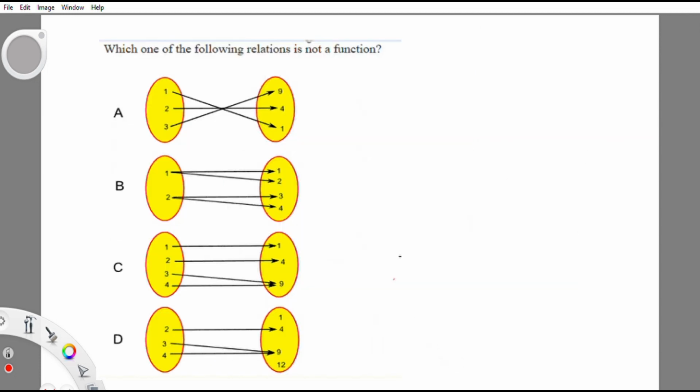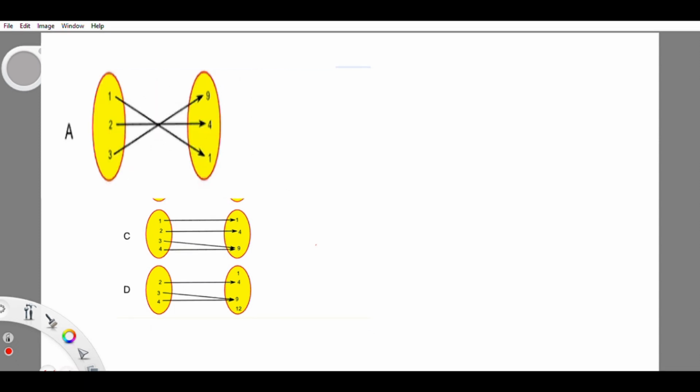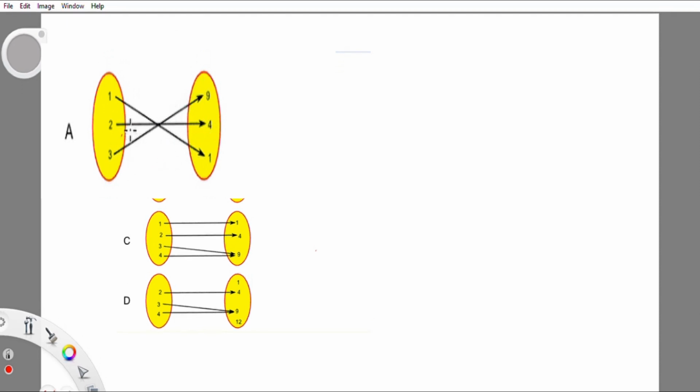Here's the next question. I want you to pause the video and see if you can tell us which is not a function. All right, welcome back. So, which is not a function? I believe you guessed right. Look at A. We have 1 to 1, 2 to 4, 3 to 9. In A, every element in X has a relation in Y. So this is the X axis, this is the Y. So A is a function.